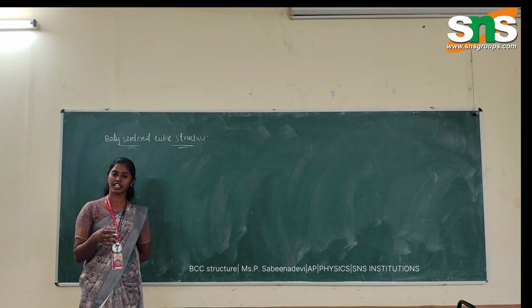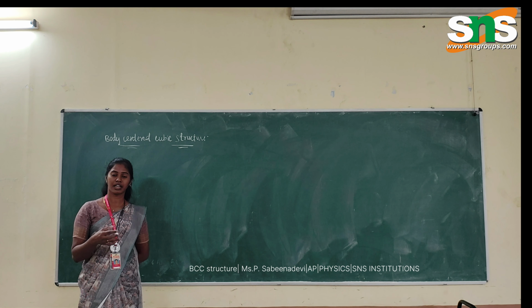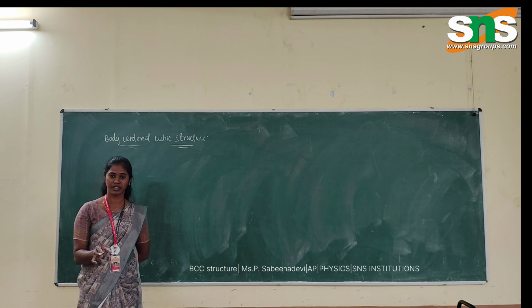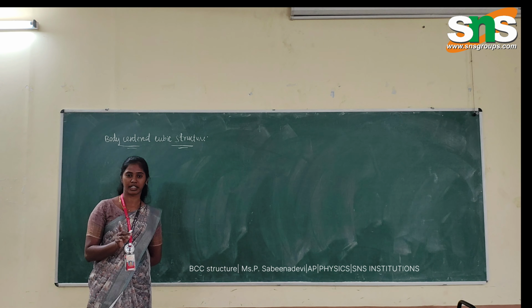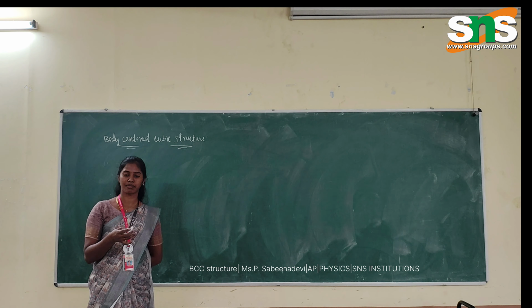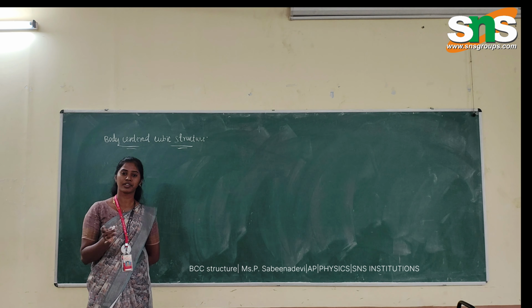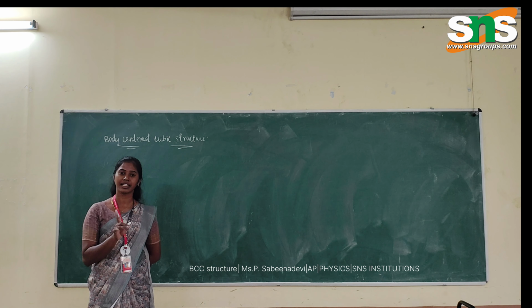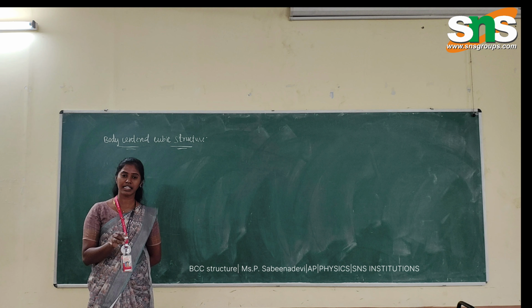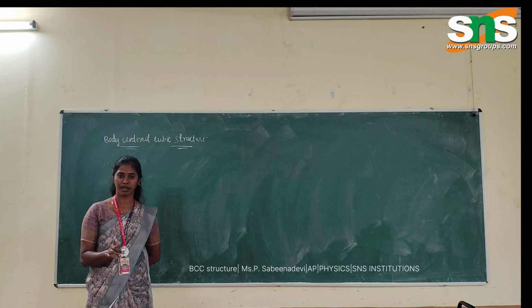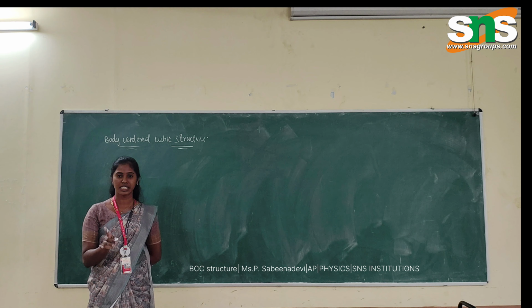The number of atoms per unit cell is nothing but the number of atoms possessed by a unit cell. In simple cubic structure, it consists of only one atom. In the previous video, I explained all these factors. The coordination number is nothing but the number of nearest neighbors. In simple cubic structure, it has 6 nearest neighbors, so the coordination number is equal to 6.